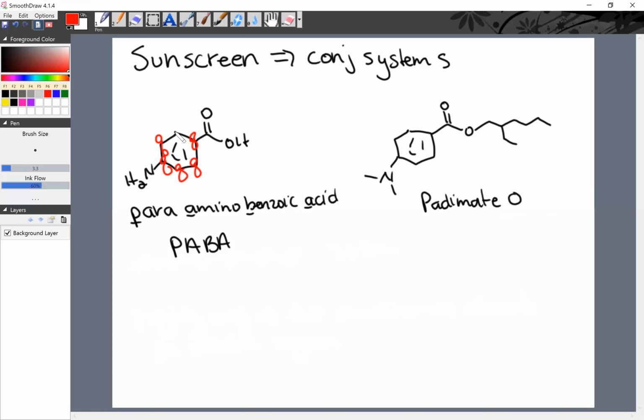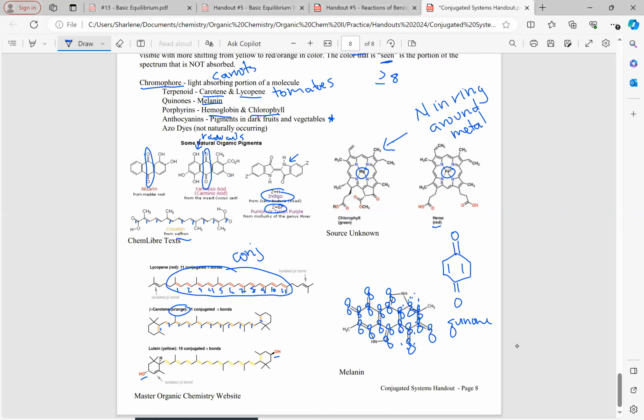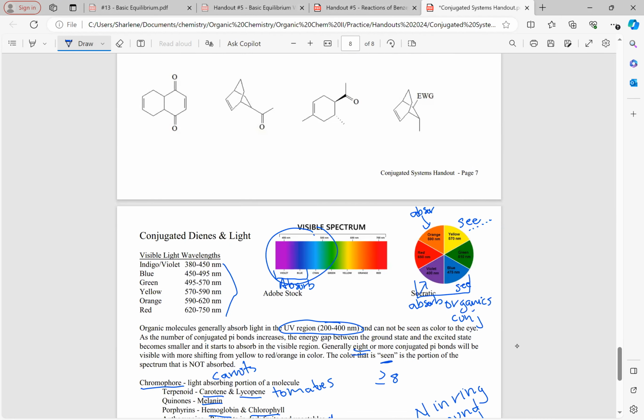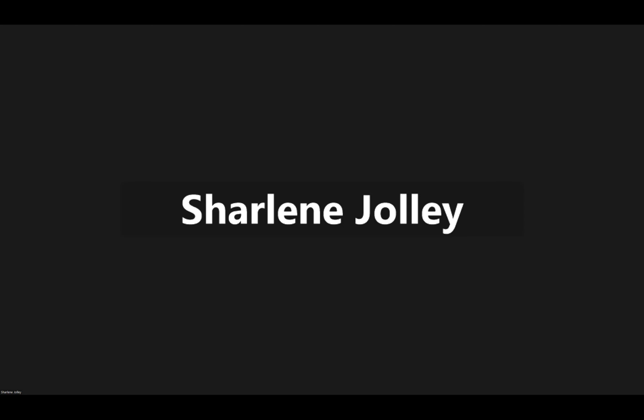Now the key is, how do you get one that will stay on when you want it to stay on, or wash off when you want it to wash off? Now that's where science becomes also an art, but that's the idea behind our sunscreens. We'll jump back over to the notes, make sure I cover everything I wanted to. I think that's going to tie together all of our conjugated systems.